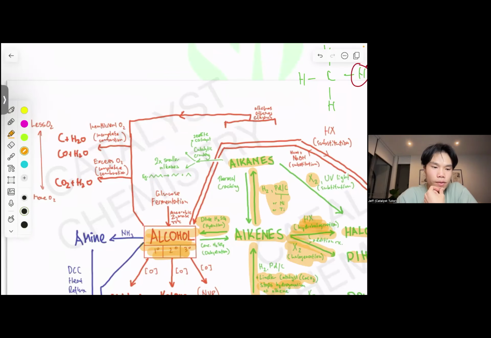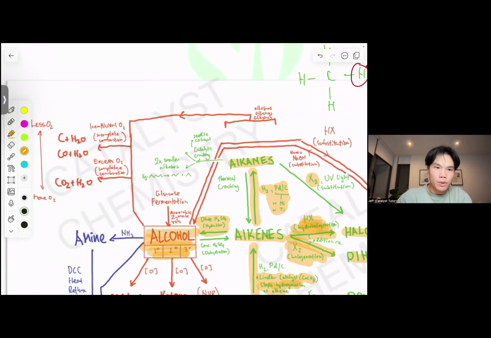What is combustion? Yes, burning in the presence of oxygen, generally speaking.